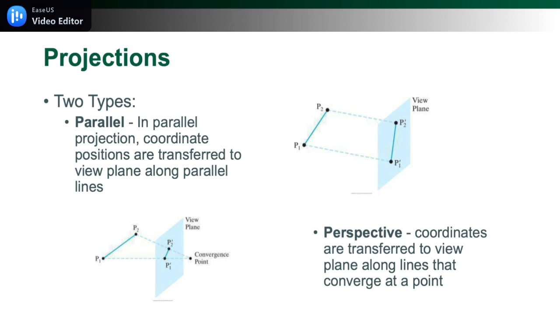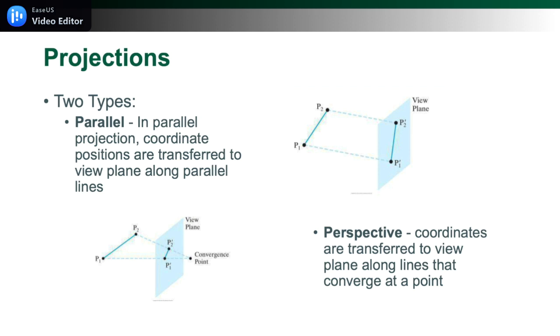This is very important. So let's say P1, P2 is a line in 3D space and we want to project it on our view plane. They'll be projected along the parallel lines. So P1 dash and P2 dash would represent the projection on the view plane.